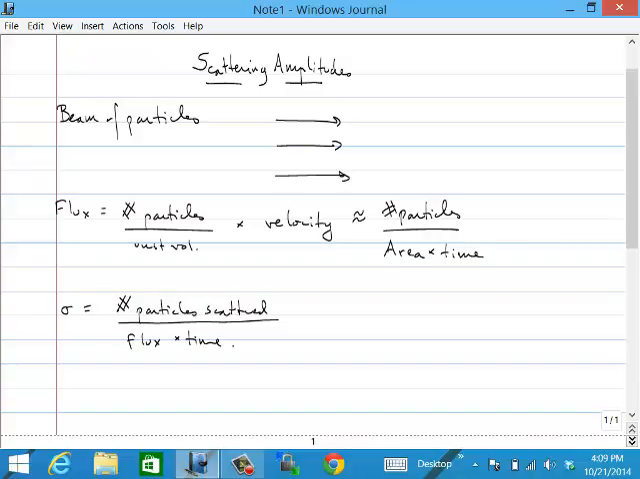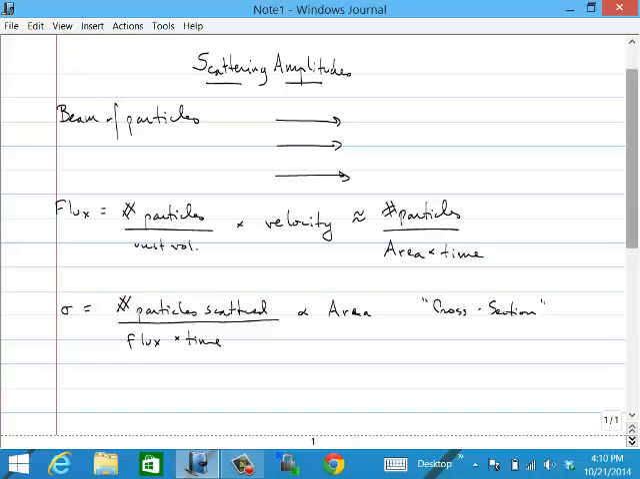Okay. And this, as you can see, because flux has dimensions of number of particles divided by area times time, this is an area, and it's known as the scattering cross-section. In particular, if you have a beam of particles scattering off of some sphere of radius r, then if it's just perfect hard scattering, the total scattering cross-section sigma will just be pi r squared, which is the cross-sectional area of this hard sphere.